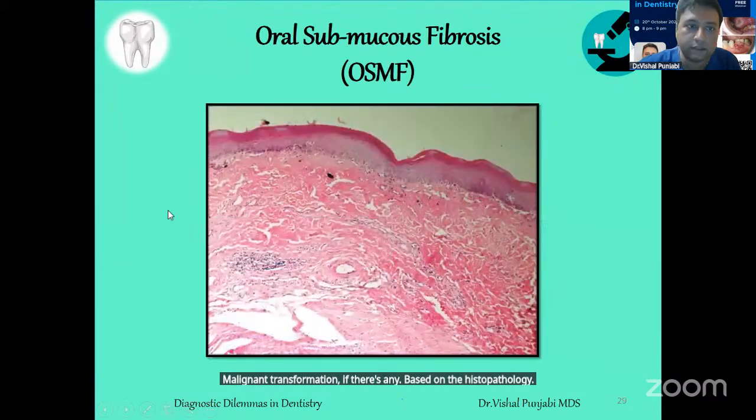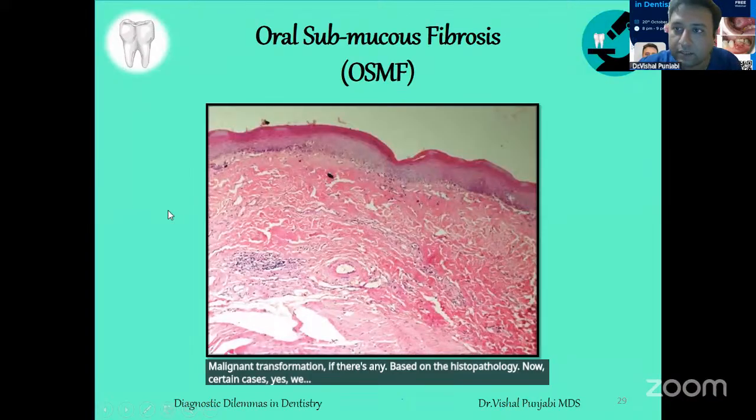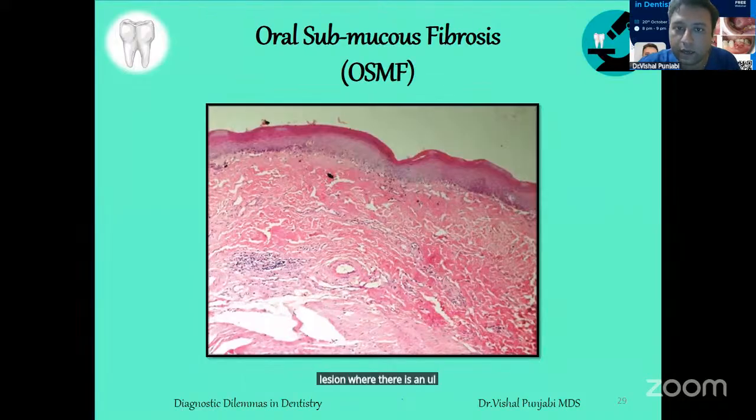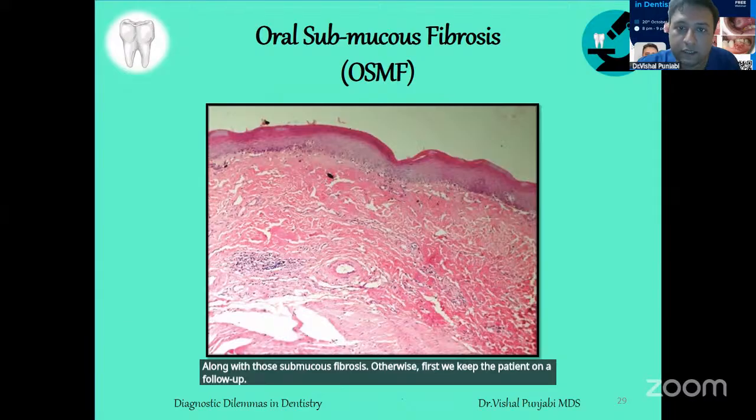Now, in certain cases, yes, we do advise a biopsy, especially if there is a suspicious lesion where there is an ulceration or an unhealing ulcer along with the oral submucous fibrosis. Otherwise, first we keep the patient on a follow-up, not immediately jumping into a biopsy.